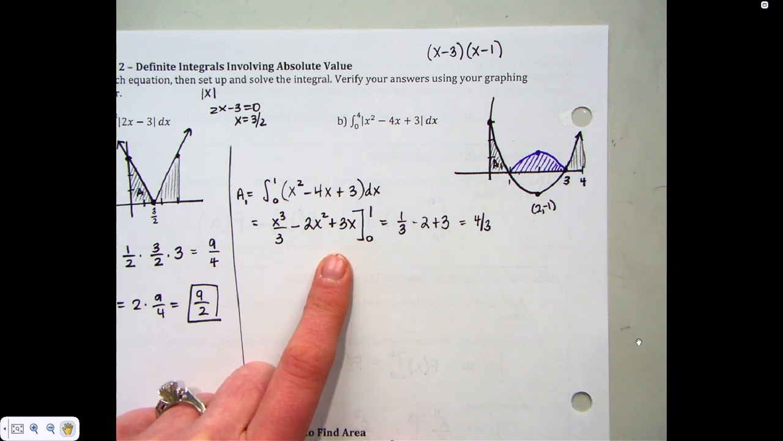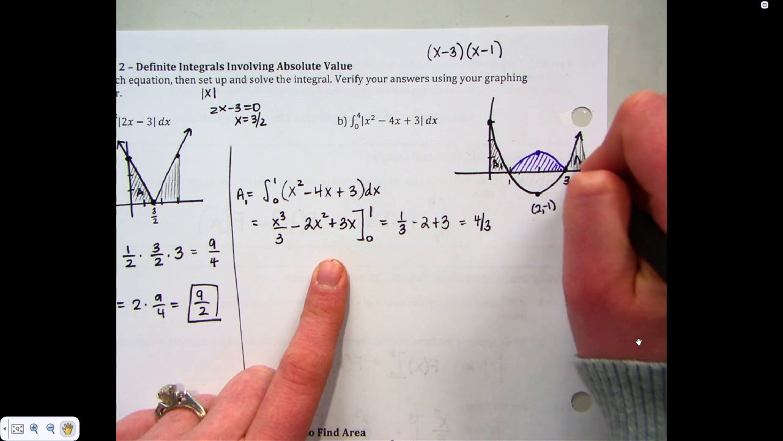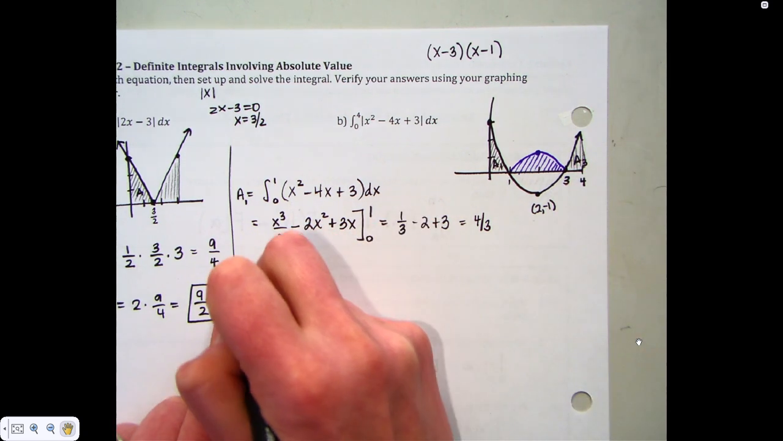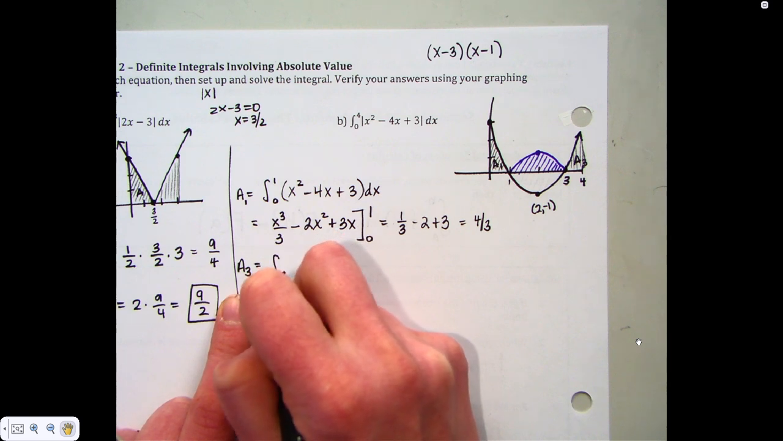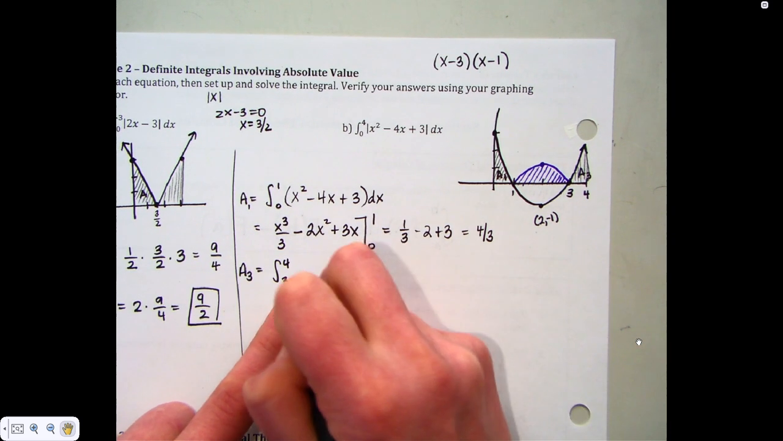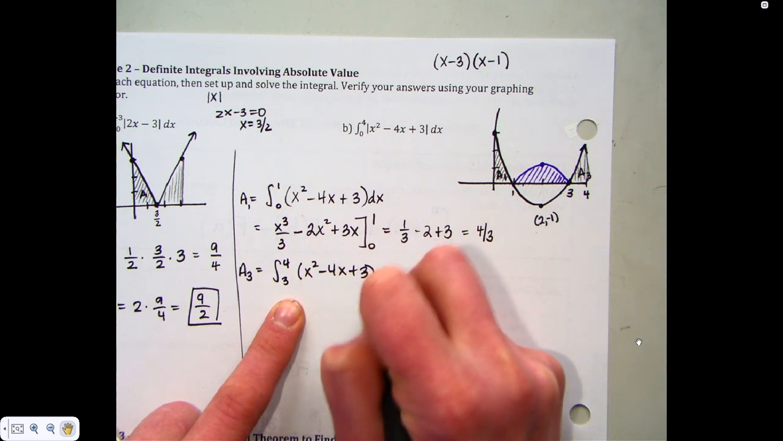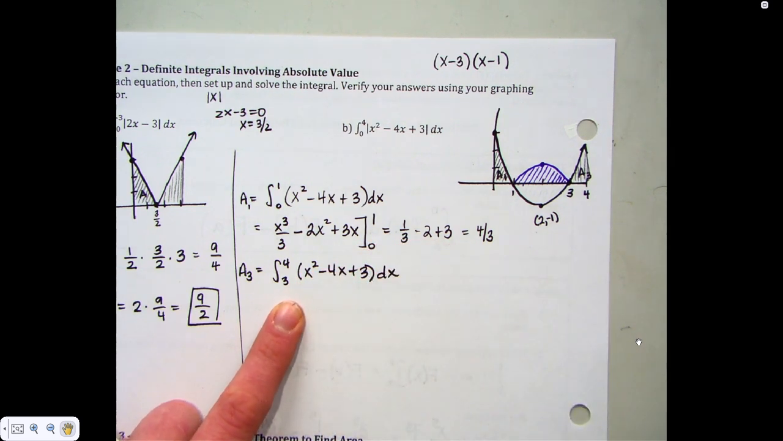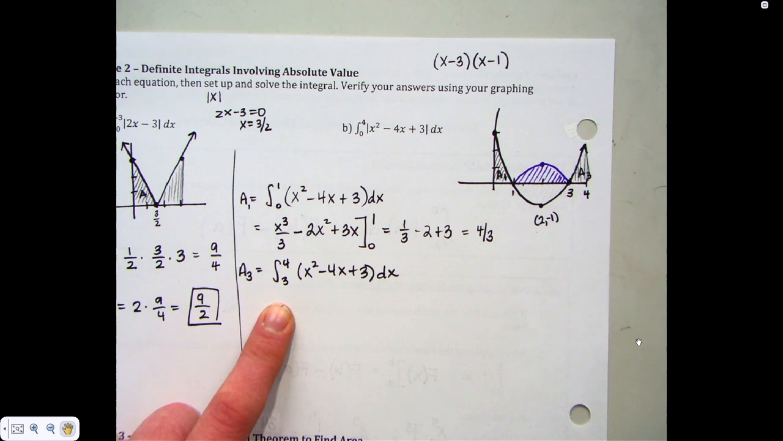You could probably make an argument a little bit about symmetry here. And you could also compute this last piece, right? A3 would be the integral from 3 to 4. And again, the absolute value function is really not affecting that computation, right? Because you're getting a positive number anyways for your y value. The absolute value does not affect or change that.